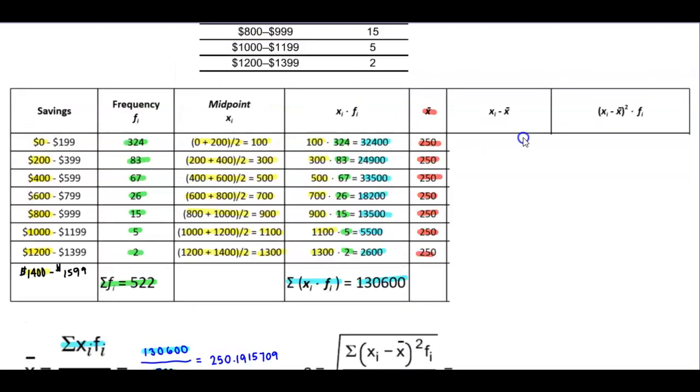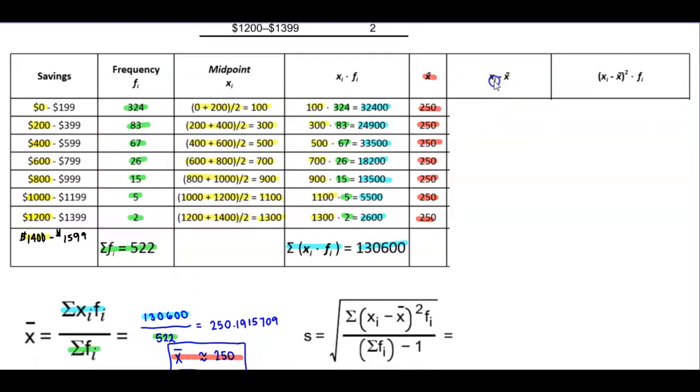And so now the next column, what we want to do is we're going to take the midpoint and then subtract the sample mean. And once we do that, we're going to take that value over in the last column, square it, and then multiply by its frequency. So let's take a look.